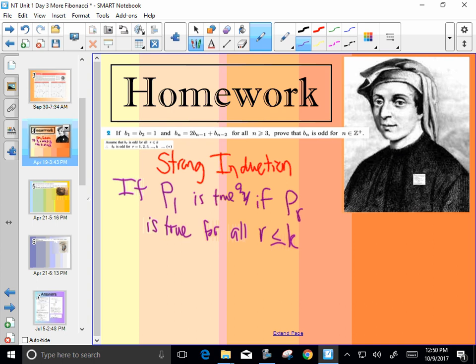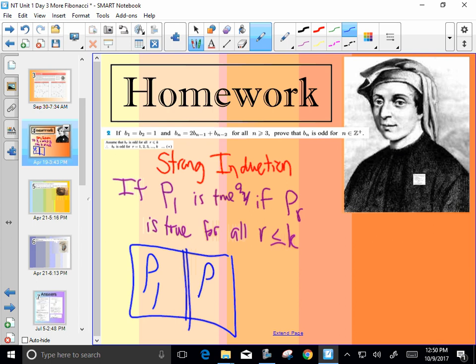So let's break this down. Maybe you put it in a box. We need to have these two things happen. We need P1 and we need P of R, where R is less than or equal to K. This is what we called step 1, and this is what we called step 2. What else are we missing? The K plus 1 part.